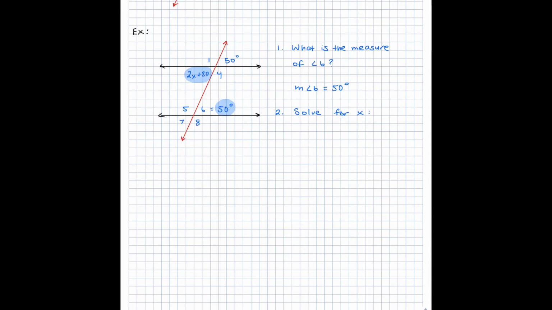What kind of angles are these? These angles here are alternate interior angles. So what do we know about alternate interior angles is that they equal each other. So if I want to solve for x, I know that 2x plus 20 is going to equal 50 degrees. So if I'm solving for x, x is going to equal 15 degrees.